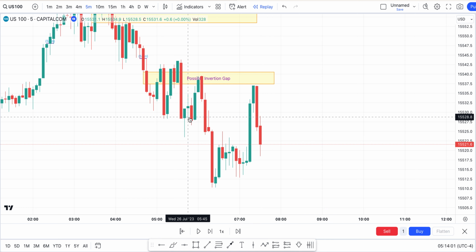Inside here, this low comes in at 15.5 to 7.9. This low comes in at 15.5 to 8.5. So that is perfection. Close to perfection.